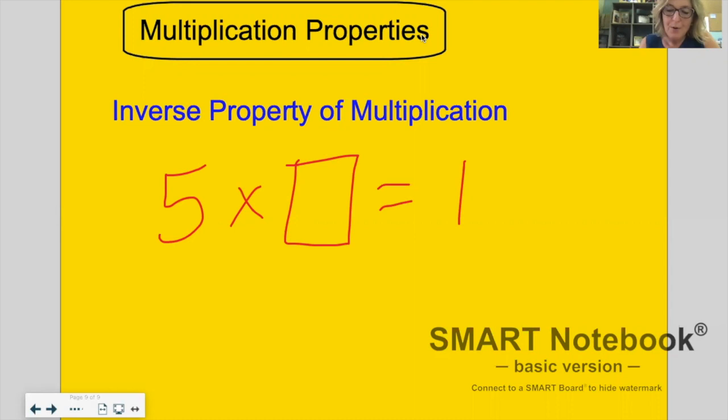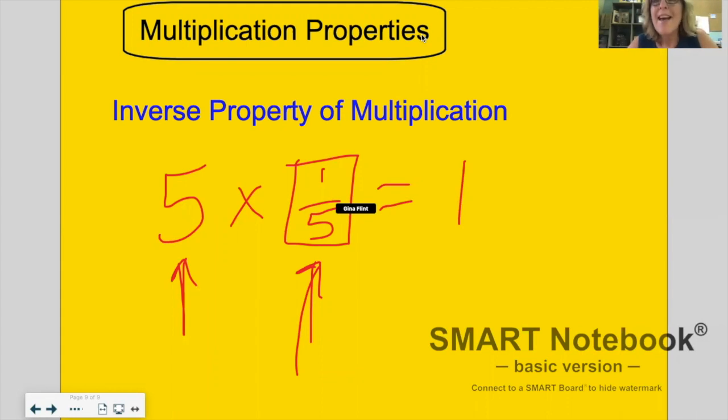Well, this number that we have to multiply by is called the multiplicative inverse of our first factor. So 5 times 1/5 is equal to 1. That is also the definition of a reciprocal. And that is a term you have heard before. So when you multiply any number by its reciprocal, you get a quantity of 1.